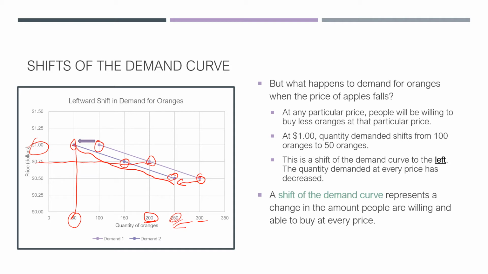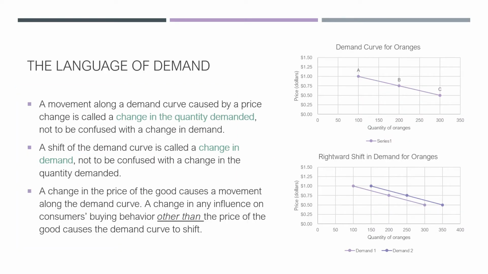So let's talk about why this is the case and the difference between movement along the demand curve, like this, and a shift of a demand curve when we draw a new demand curve. The language of demand. Let's take another look at terms with precise meanings in economics. We've seen that quantity demanded refers to a particular quantity that people want to buy at a specific price, while demand refers to the relationship between price and quantity demanded, as represented by the entire demand curve.